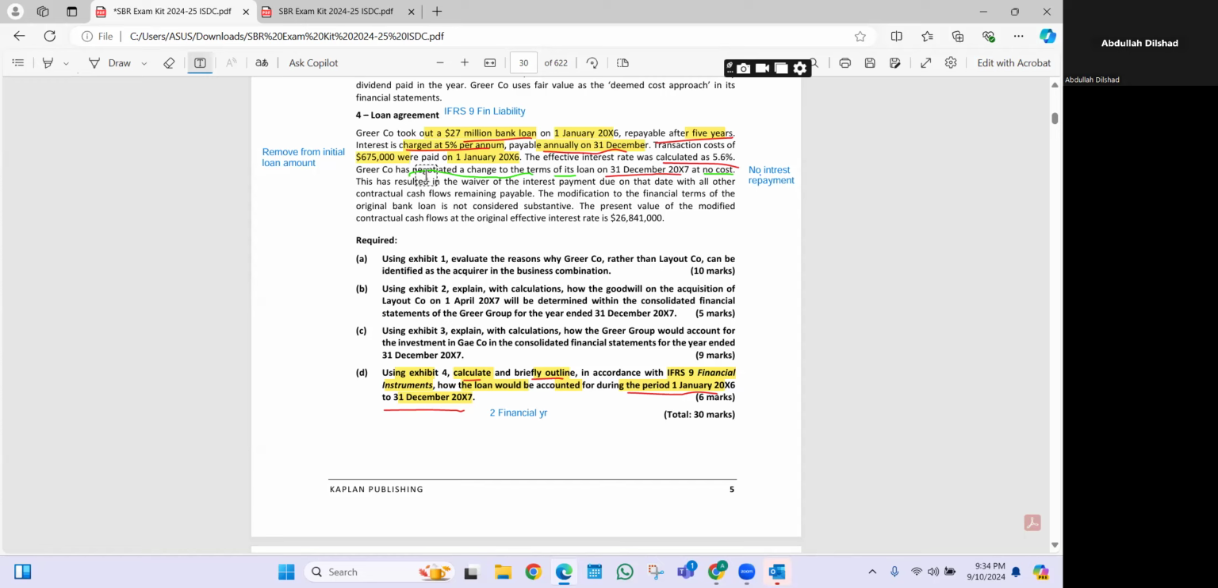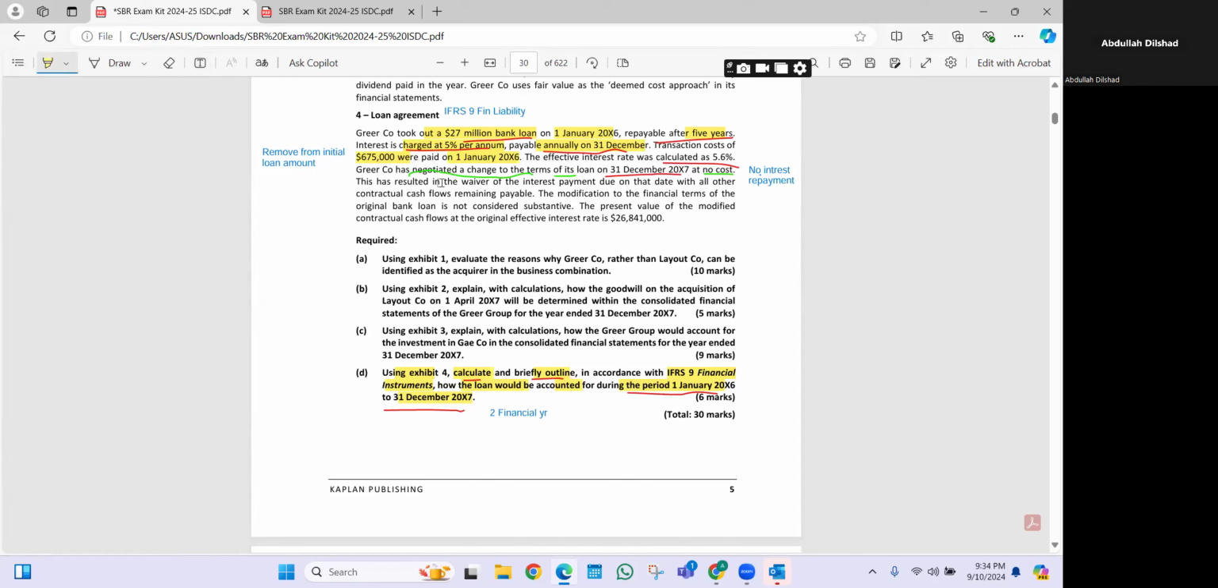So he has negotiated. The negotiation was successful. The other party, the third party, agreed. Fine, you all don't need to pay us the interest cost, so no problem. You only repay us the principal amount, the loan which you took. That is more than enough. They told that to Greer Co. So let me again read on.